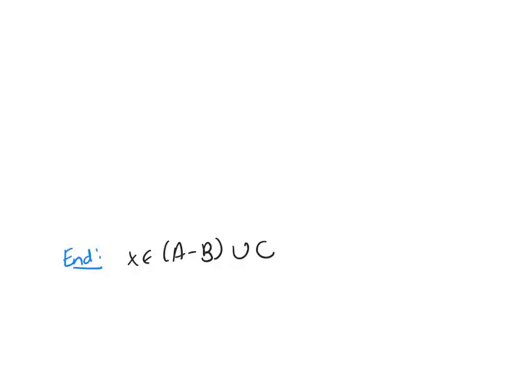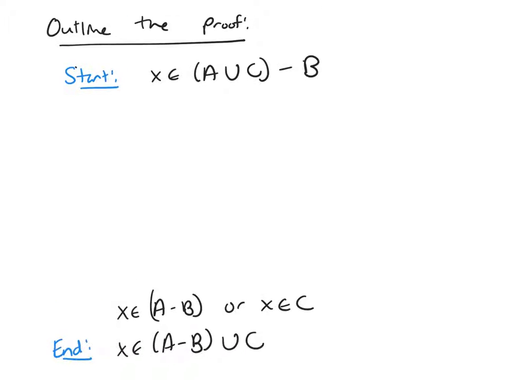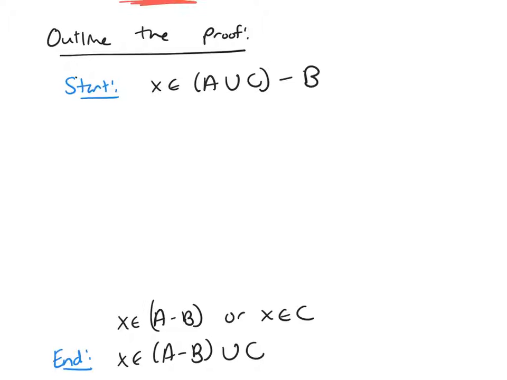So let's go one line before this. If X is in this union, it means that X is either in A minus B or X is in C. So this is what I need to get to. So let's go back to the start, and we've got to fill in this gap from the start to the end.